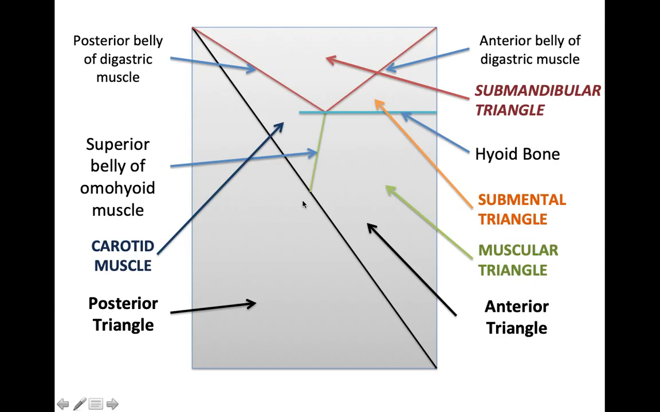The contents are, firstly, the carotid sheath, and the contents of the carotid sheath are the common carotid artery and its branches, internal jugular vein, vagus nerve, and ansa cervicalis. The carotid triangle also has the deep cervical lymph nodes. This right here is a mistake. This is carotid triangle, not carotid muscle.